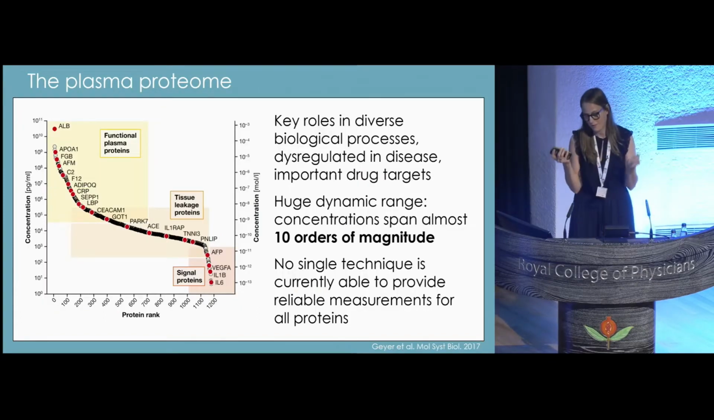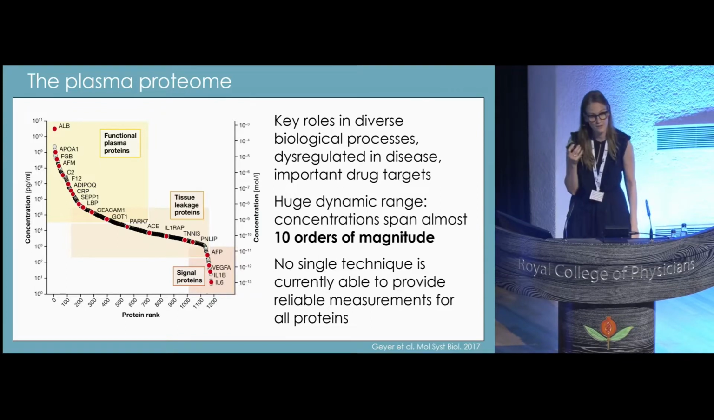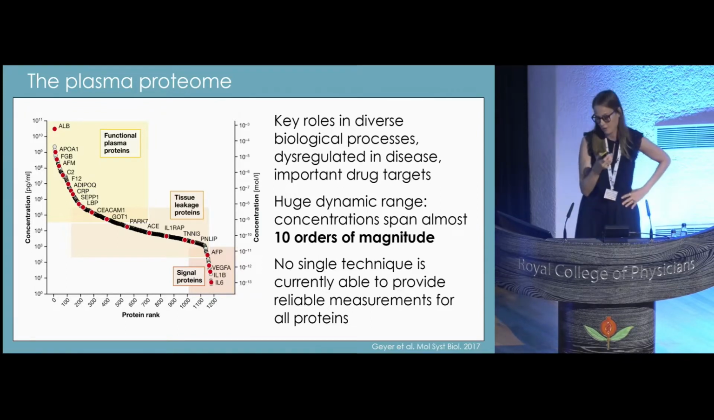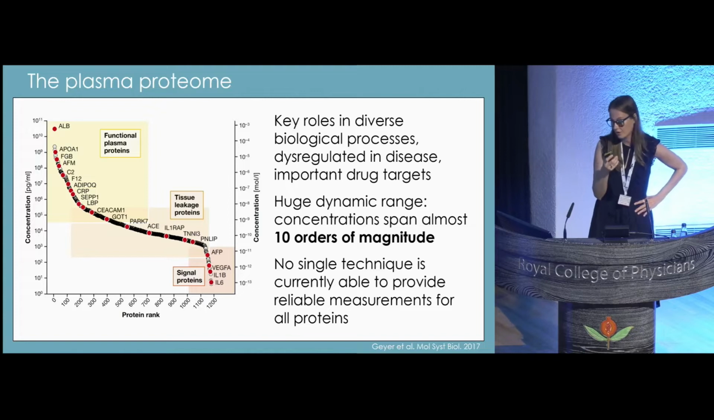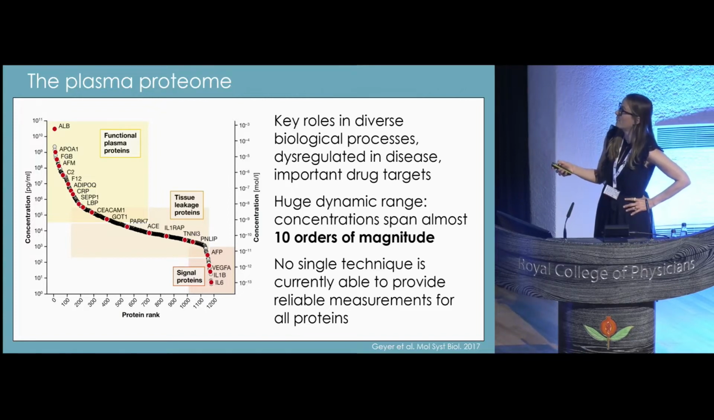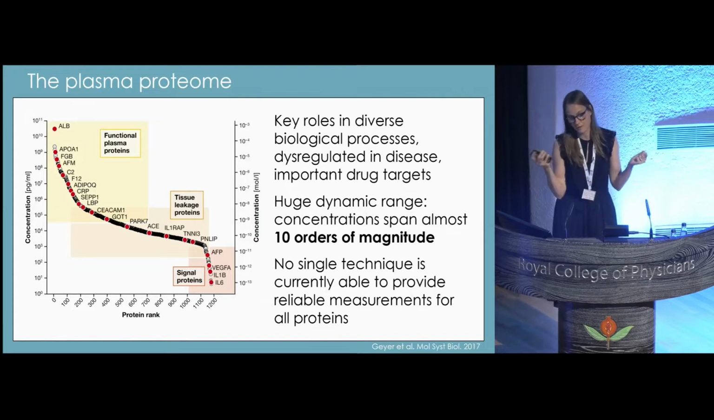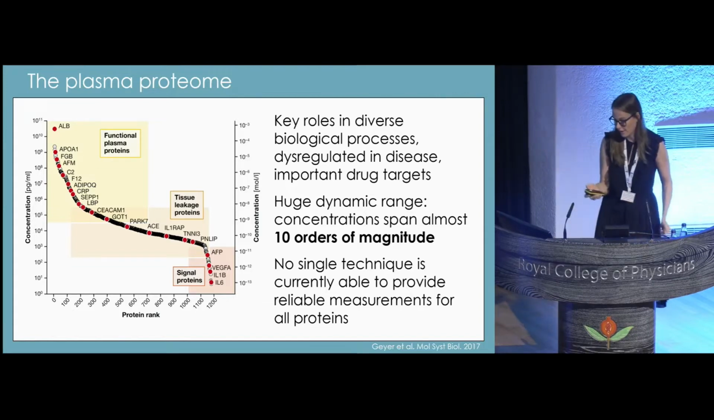So why the plasma proteome? As you all know, proteins have key roles in diverse biological processes. They're dysregulated in disease and are the most important class of drug targets. Because of the huge dynamic range in plasma, ranging from albumin and functional plasma proteins down to signaling proteins like interleukins, no single technology can capture this huge dynamic range at the moment.